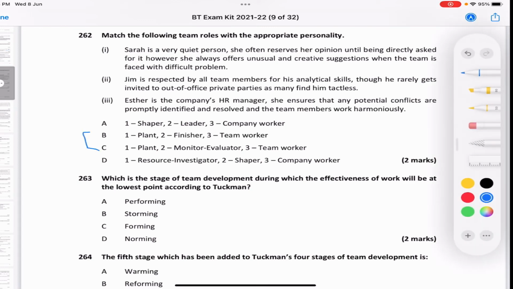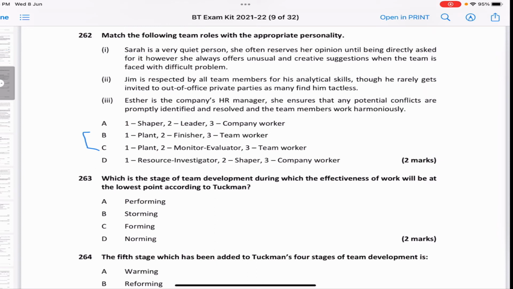Now let's go further. Jim is respected by all team members for his analytical skills, though he rarely gets invited to private parties as many find him tactless. Esther is the company's HR manager. She ensures that any potential conflicts are promptly identified and resolved and the team workers can work harmoniously. So Esther is just concerned with how the team is being. So she is a team worker. So it's again B or C.